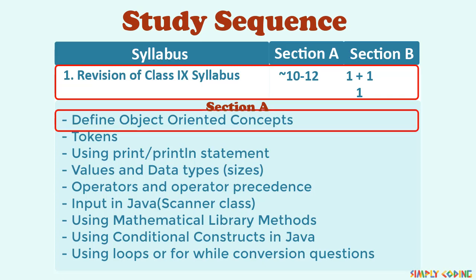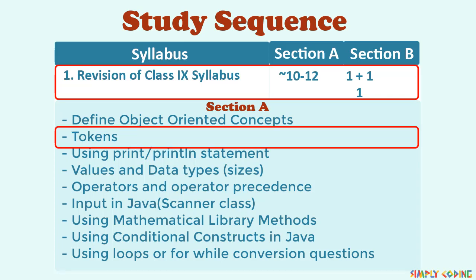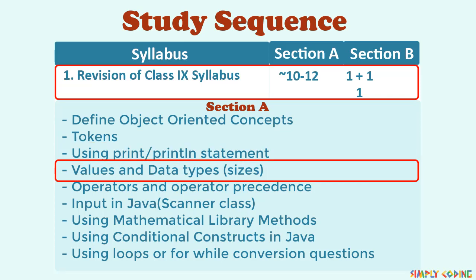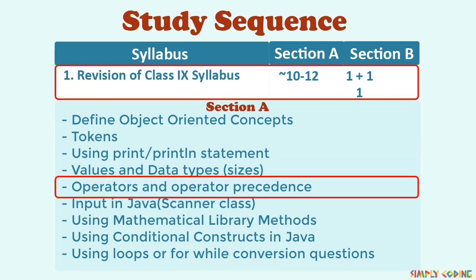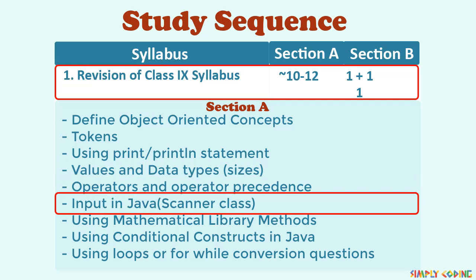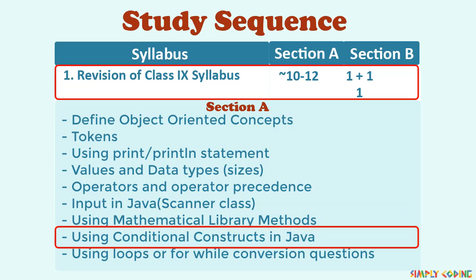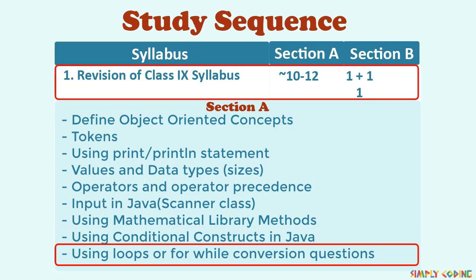First is defining object-oriented concepts like abstraction, polymorphism, etc. Next is tokens and different types of tokens, then proper use of print and println statements, values and data types including their sizes, operator and operator precedence questions, input in Java using the Scanner class, output using mathematical library methods, using the conditional constructs in Java, and output using loops or for-while conversion questions.